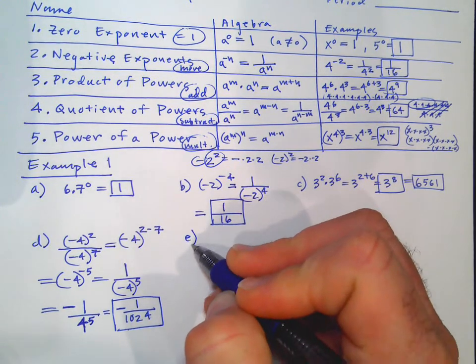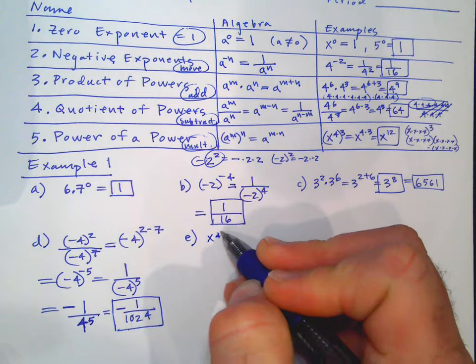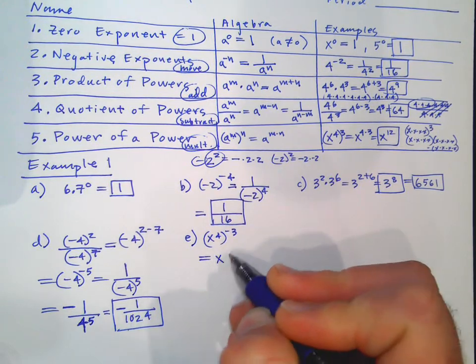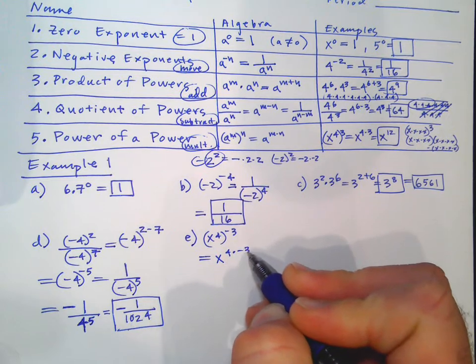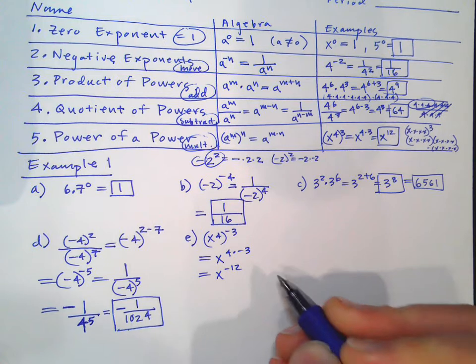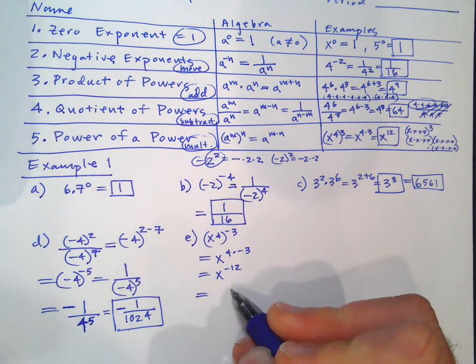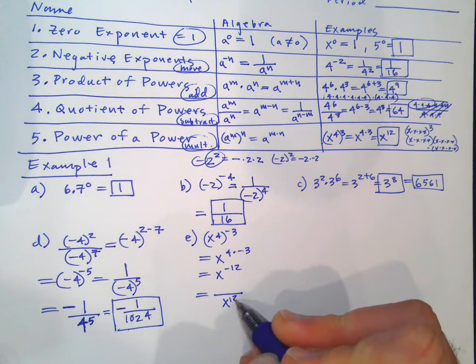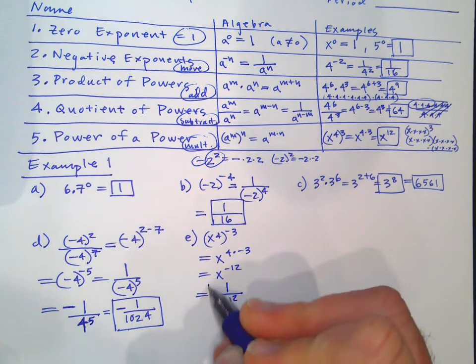Okay, E is going to be x to the 4th to the -3. So this is the power of a power. So we're supposed to multiply these. And so it'd be x to the -12. Now, I don't want negative exponents in my final answer usually. So this is going to end up being moved to the bottom. There's nothing left on top, so there's just a 1 there.